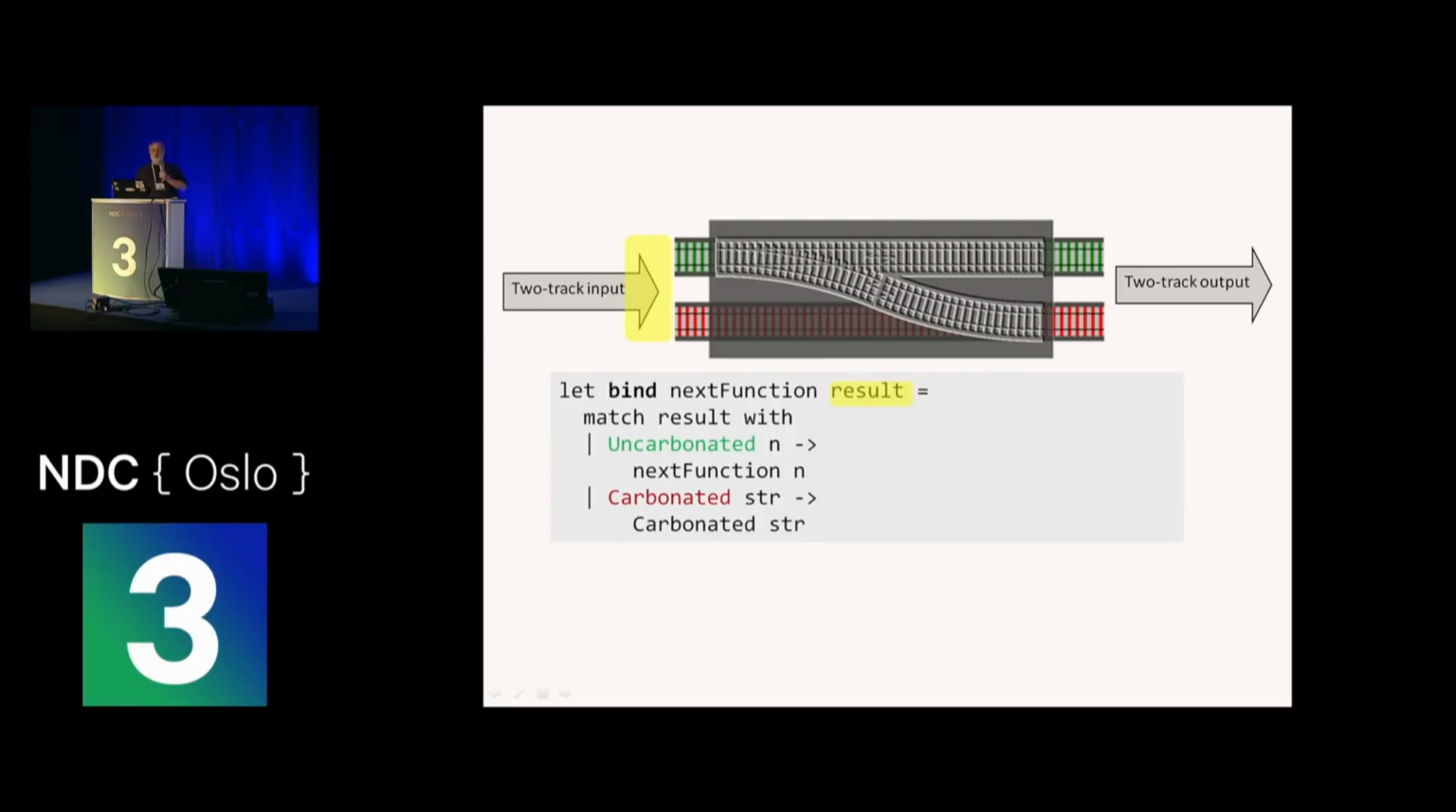So here's the implementation of bind for carbonated. So we pass in two things. Okay, if the input is uncarbonated, then we call this carbonation function. And if the input was already carbonated, then we just bypass. We never call the function. Okay, and this is exactly what our if uncarbonated do was. Right? This is exactly the same implementation as our if uncarbonated do, except this time we're calling it bind.